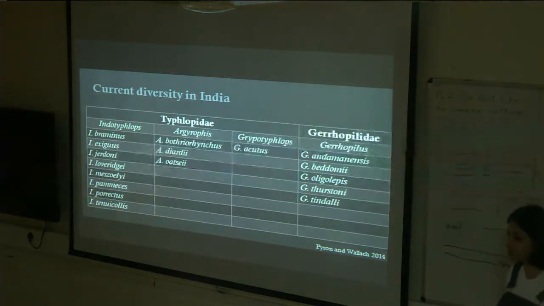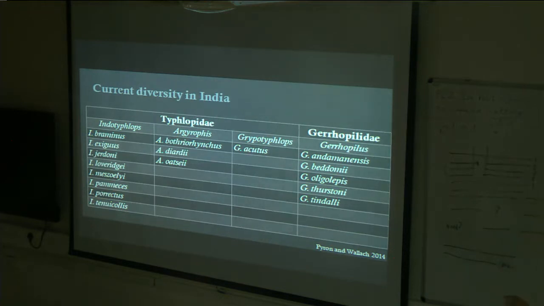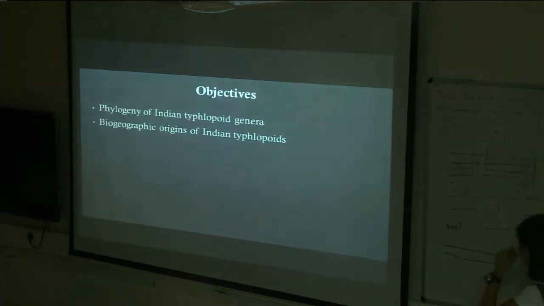They're also very difficult to tell apart. So I didn't know what species I actually had in my collection. So we decided to basically focus on the 4 genera and look at where they fall in the global phylogeny and their biogeographic history. So I had 2 objectives.